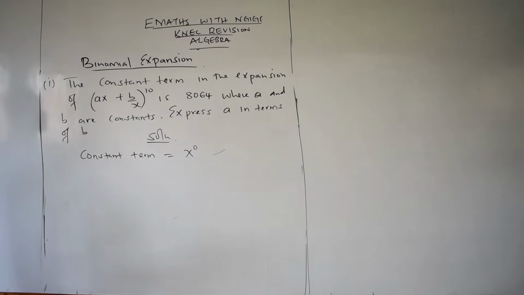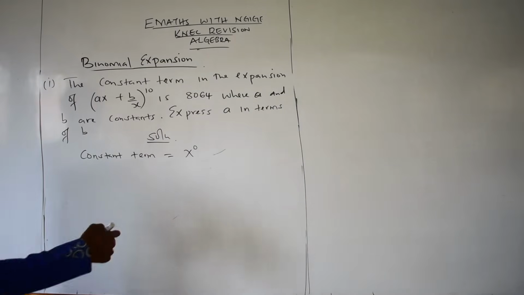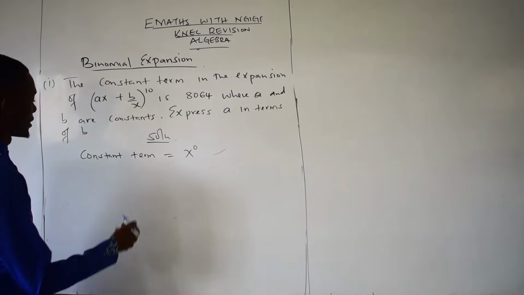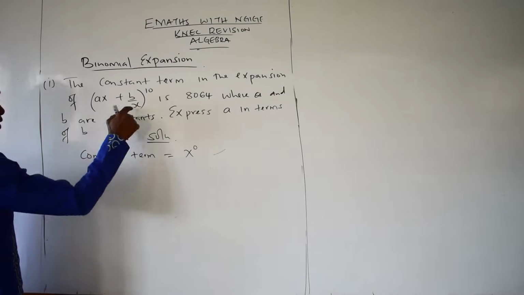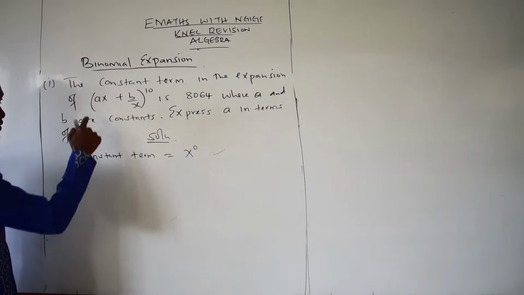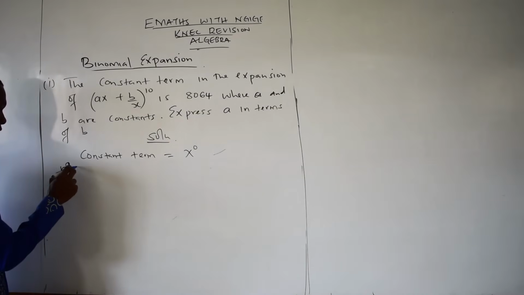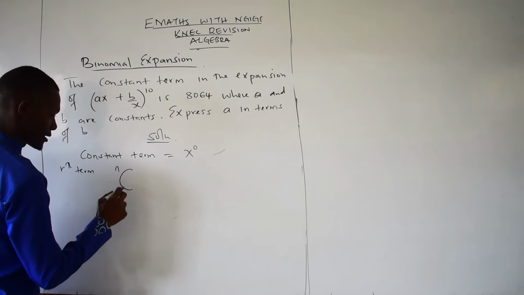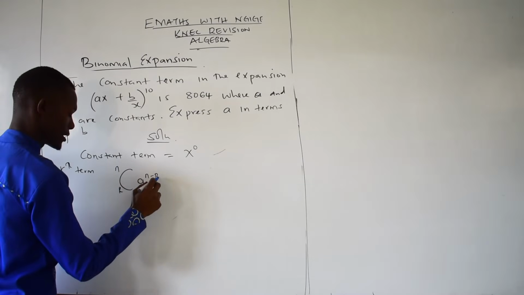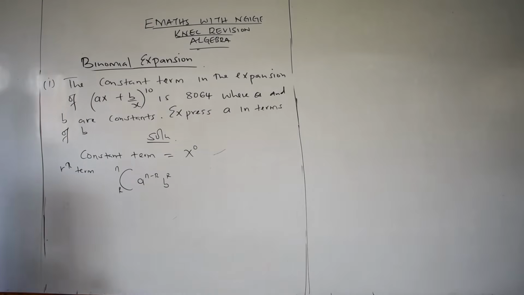So in short, in the term x should not be present, or x should be x raised to power 0. And anything raised to power 0 is what? Is 1. Now, if we have this expression, how do we get the r-th term? The r-th term is gotten by nCr a^(n-r) b^r. Alright? So that is how we get any term.